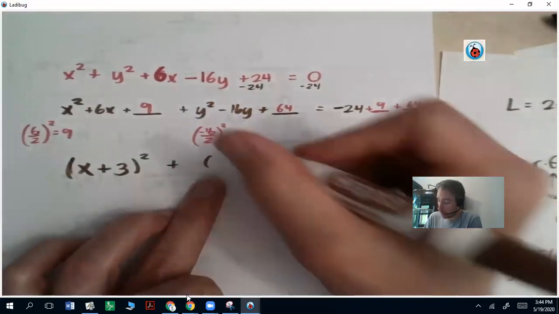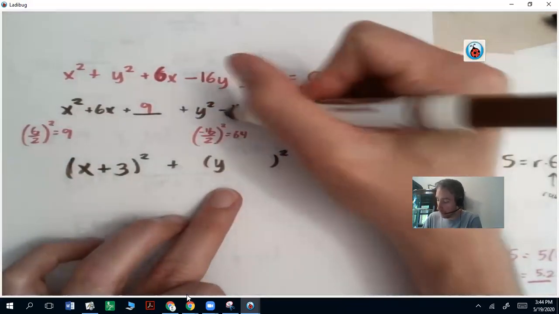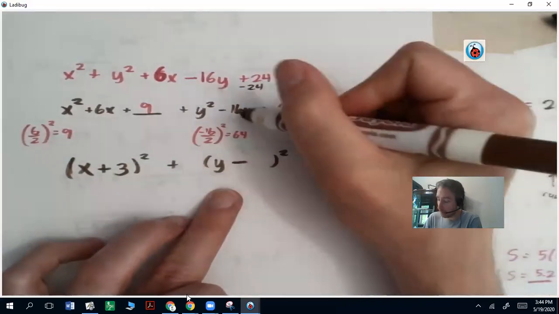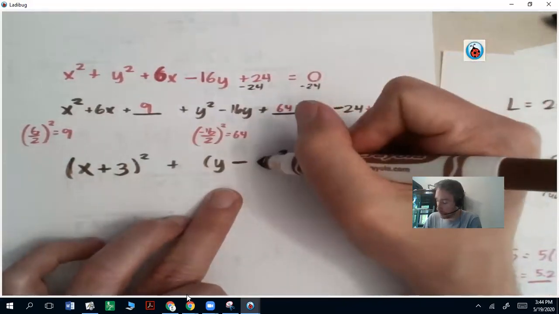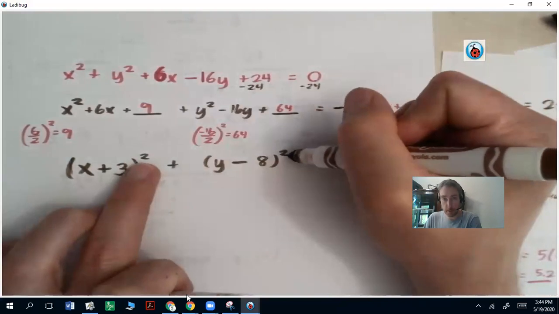In this parentheses, it's going to be y. Take this sign. Half of 16 is 8. The square root of 64 is 8. Make sure the squared's there.